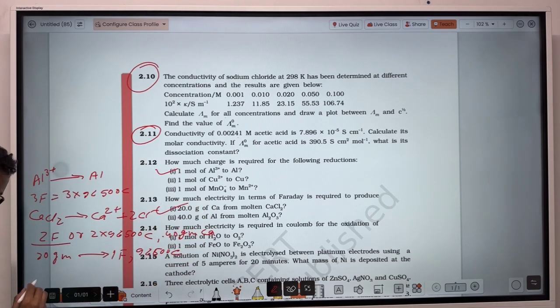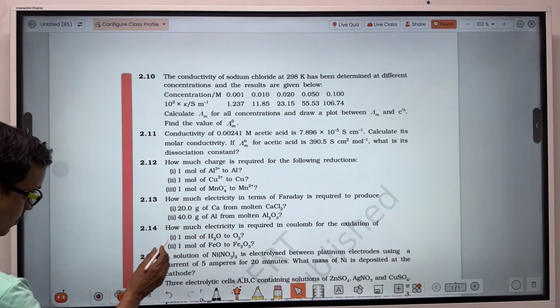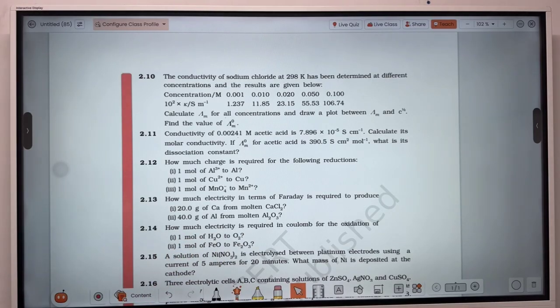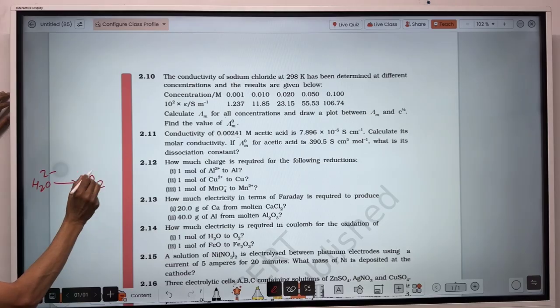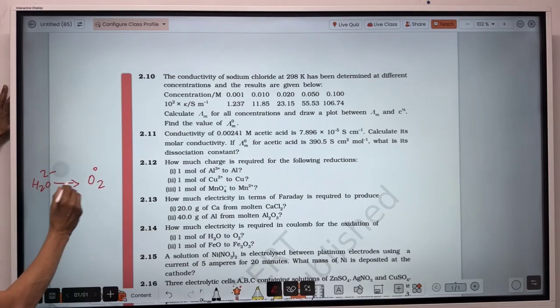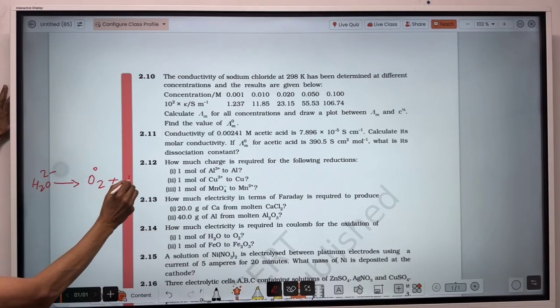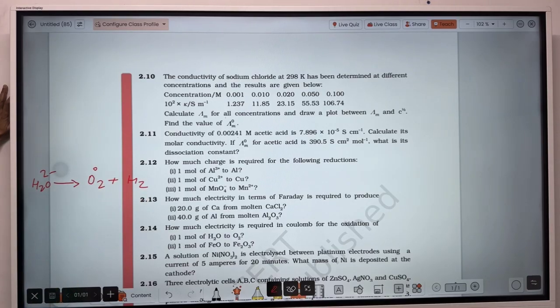How much electricity? 2.14. Listen. 2.4. How much electricity in coulomb is required for the oxidation of 1 mole of H2O to O2? Listen here, H2O. Here the oxidation number of oxygen is -2. Here the oxygen oxidation number is 0. So balance H2O, which dissociates into O2 and H2. Balance the equation.